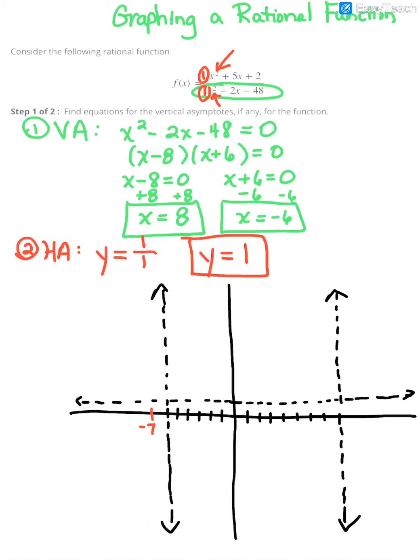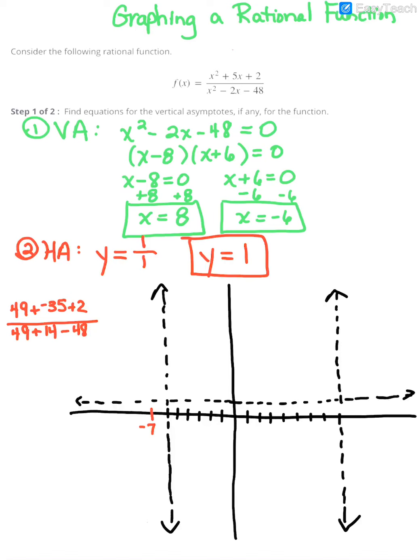So I'm plugging it into my original function up here. So let me move that so I can clearly see it. A negative 7 squared would give me a 49. And then plus 5 times negative 7 would be negative 35. And then we have plus a 2. All right, then on bottom, again, negative 7 squared would be a 49. Minus 2 times negative 7 would give me a 14. And then we have minus a 48.